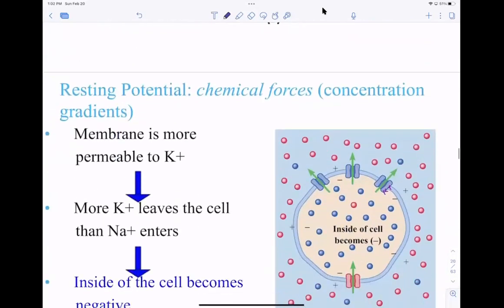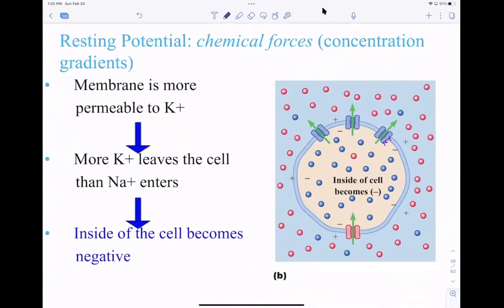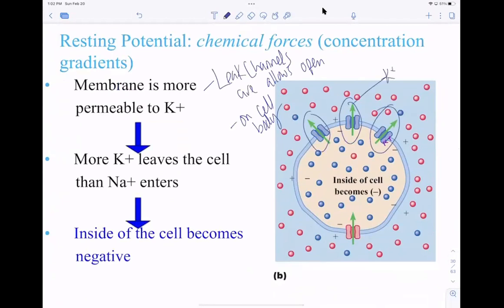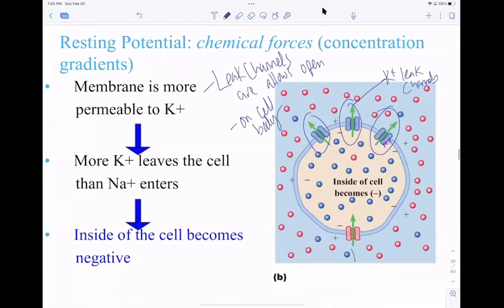And when you look at these leak channels that we had talked about, remember, leak channels are always open, and they are on the cell body or soma of the neuron. And so what you're going to find is these are potassium leak channels, and there are 3 times more potassium leak channels than there are sodium leak channels. Why? Because potassium doesn't have a huge drive to leave the cell. So you can have channels that are open all the time and potassium still doesn't have a giant need to leave the cell.